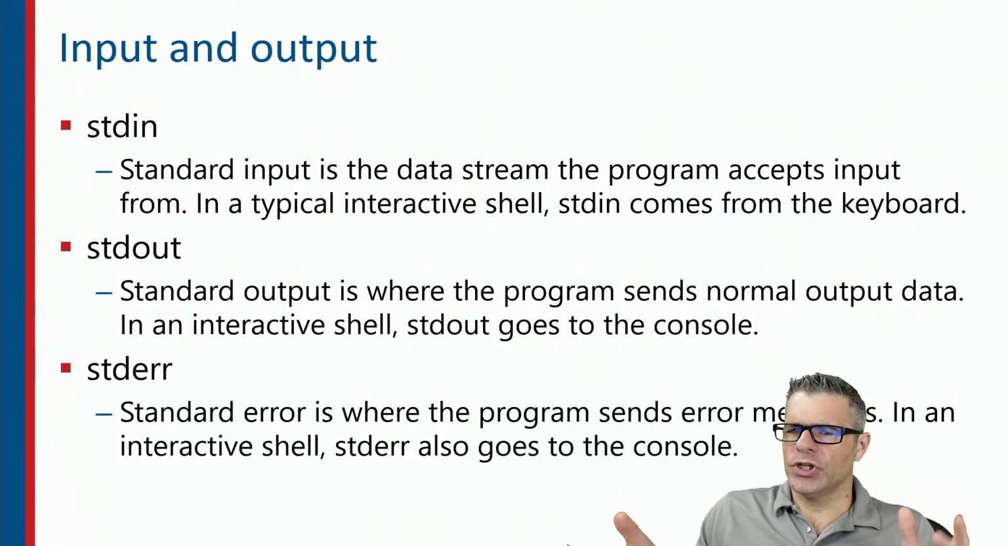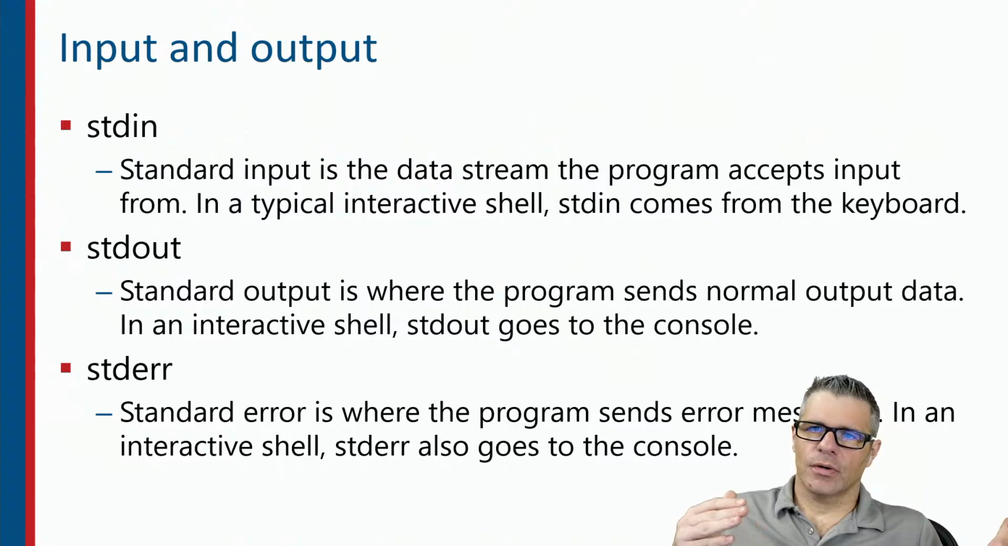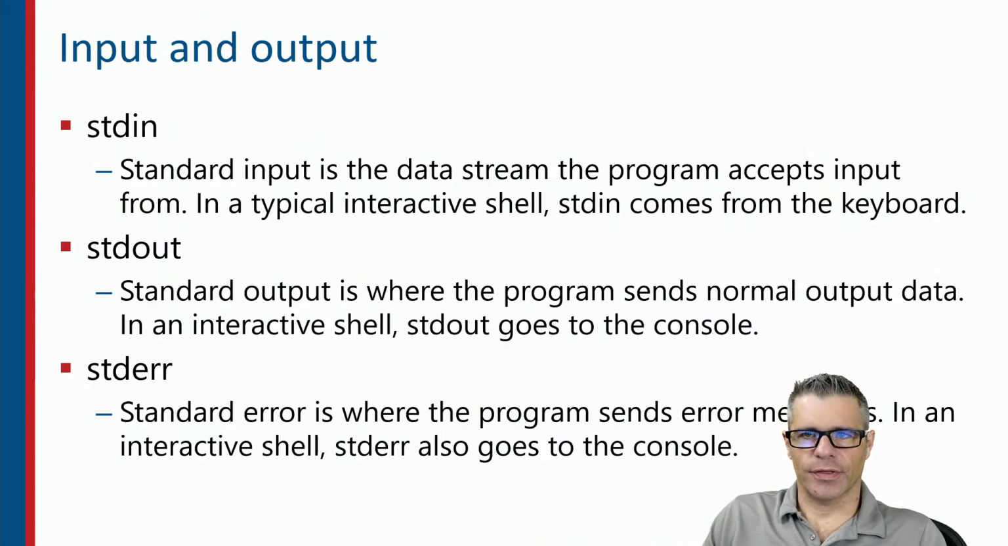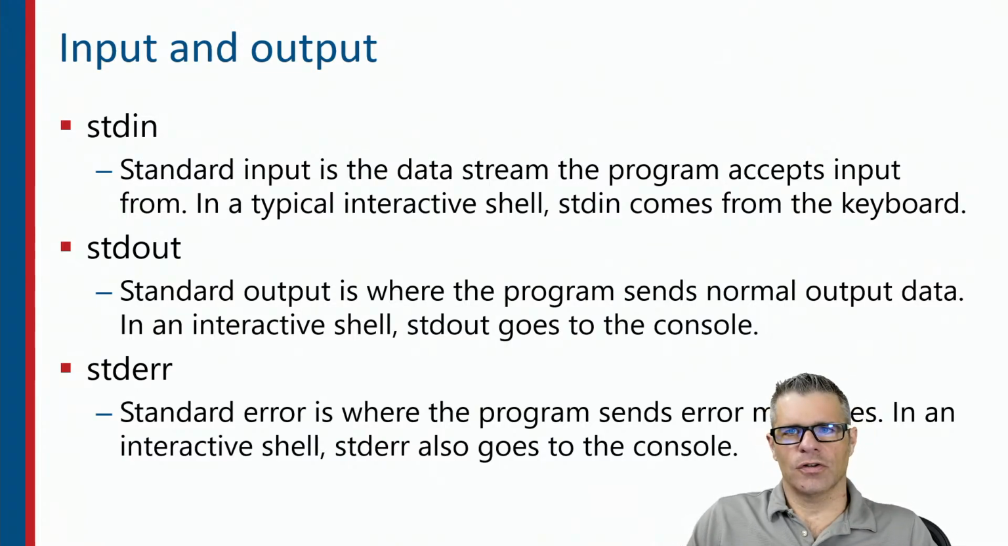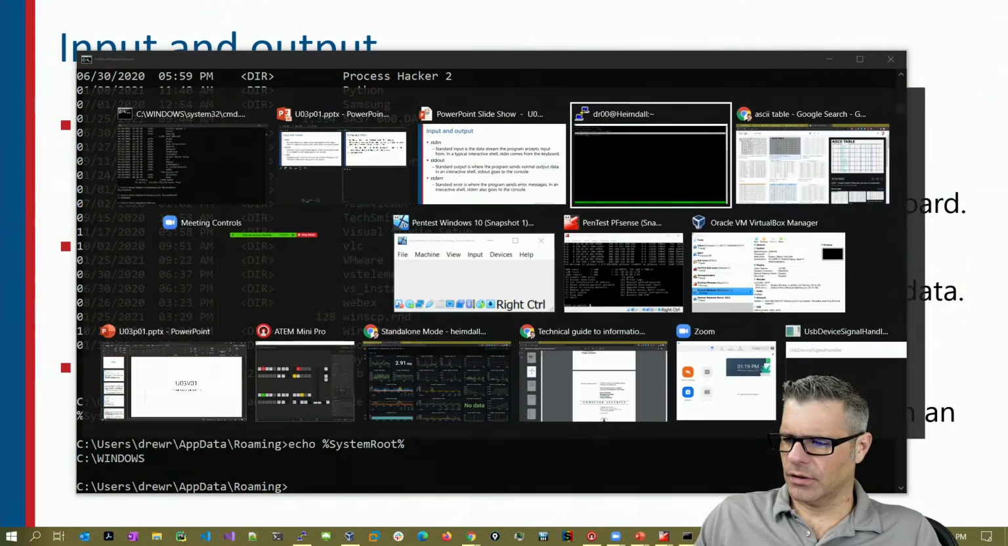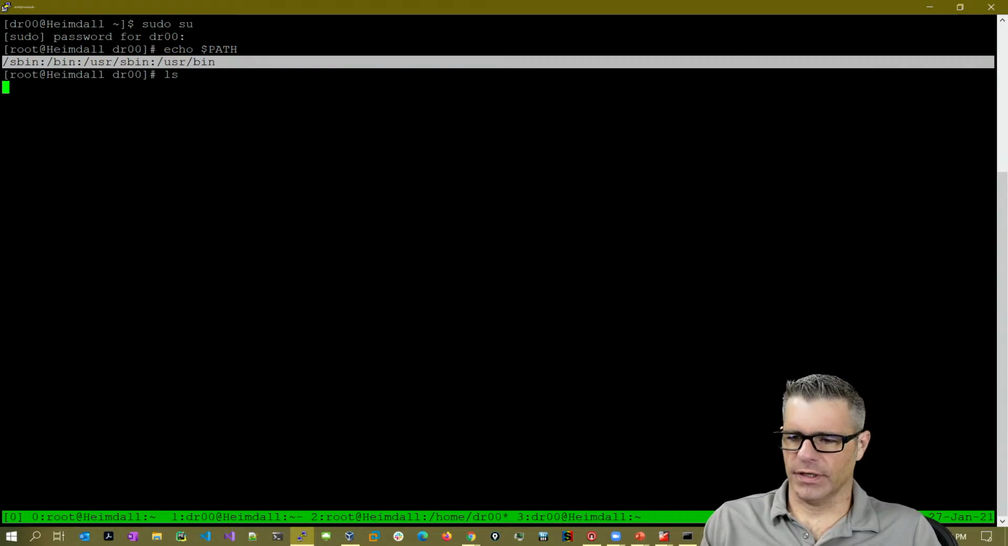In Unix, and to a lesser extent in Windows, piping input and output from one program to the next becomes an important and useful thing to get the hang of. So standard in or standard input is a data stream coming into a program. So I don't know if I have a great demo of this handy.